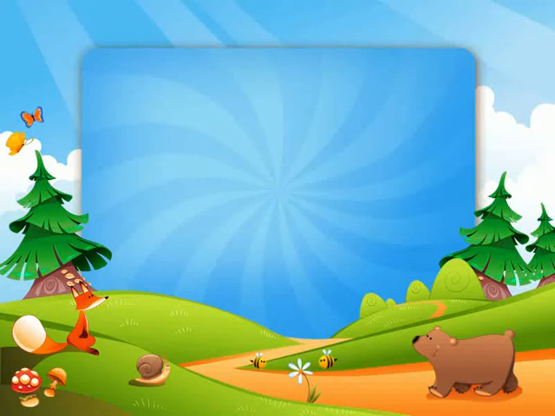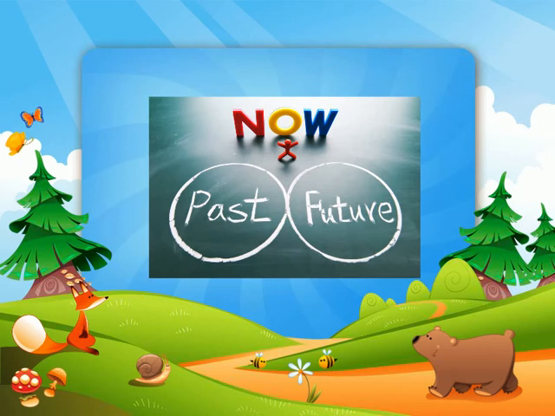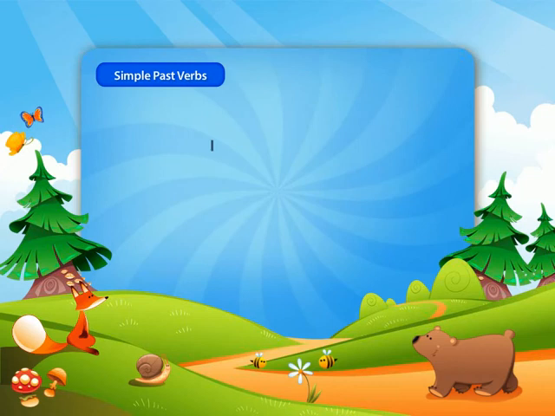Hello, everyone. Today we are going to learn about past tenses of verbs. When talking about things that happened before now, you use the past tense form of the verb. This is called the simple past tense. Unlike present tense verbs, simple past tense verbs are not affected by the subject.